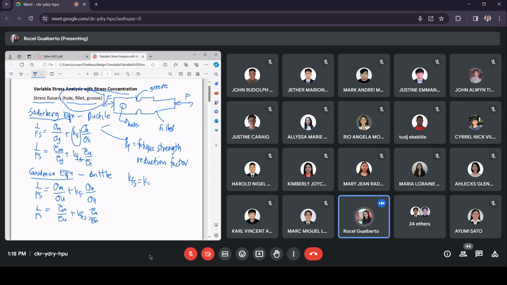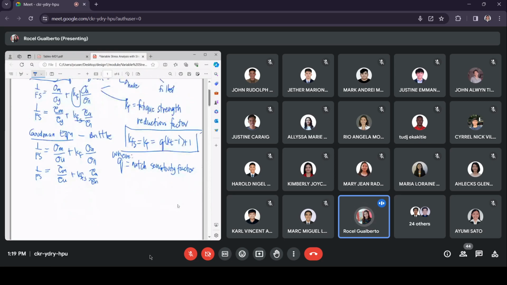KFS, Kf is equal to Q times the quantity KT minus 1, plus 1. So this is our equation: Kf is equal to Q times KT minus 1 plus 1. This is the factor that will take care of the stress ratios. So what is Q? Your value of Q, we call this the notch sensitivity factor.